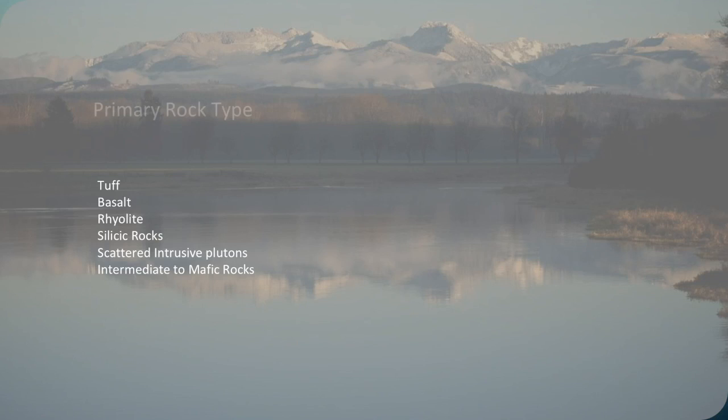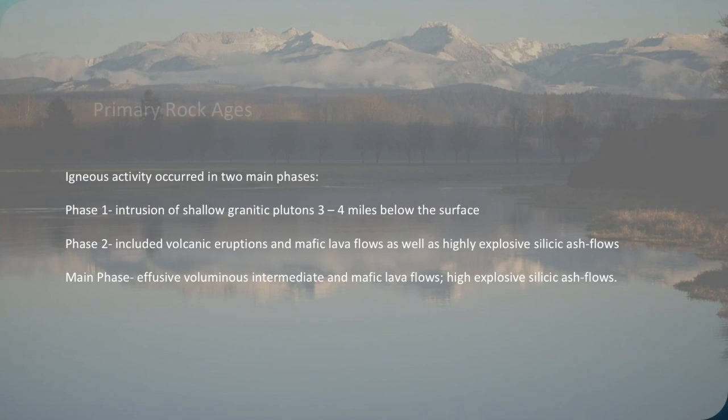When looking at the Challis Volcanic, there are 6 main types of rocks including tuff, basalt, rhyolite, silicic rocks, scattered intrusive plutons, and intermediate to mafic rocks.